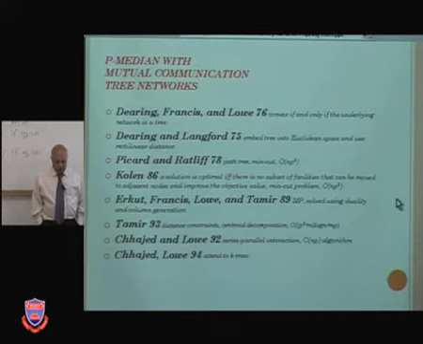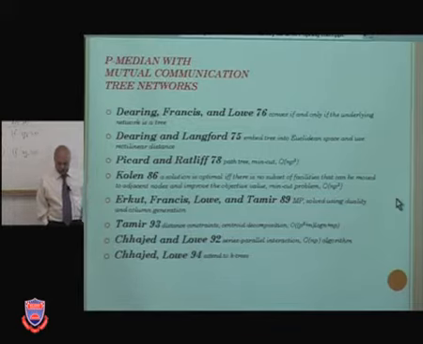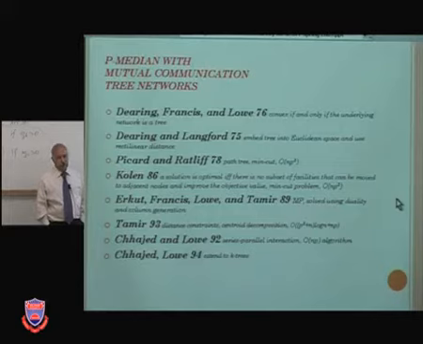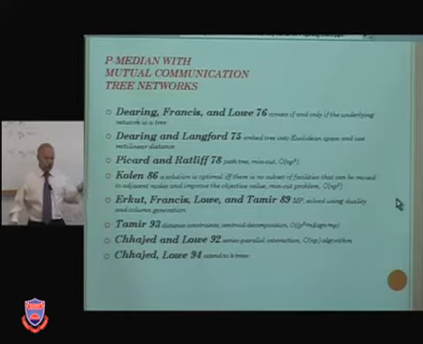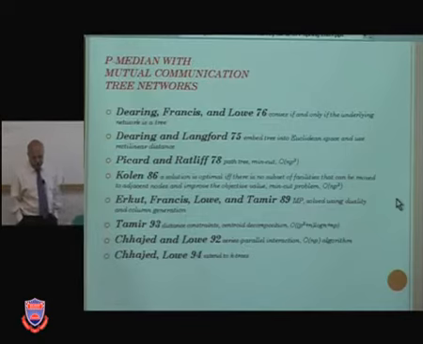I'm not sure why, but later Picard and Ratliff showed the problem is solvable in polynomial time for the case of path networks. It's essentially a minimum cut problem. Then Kolen, in his dissertation, picked up on the Picard-Ratliff paper's ideas and actually solved the general tree network case, not path, but just general tree, in polynomial time. So Kolen's important theorem is the following.